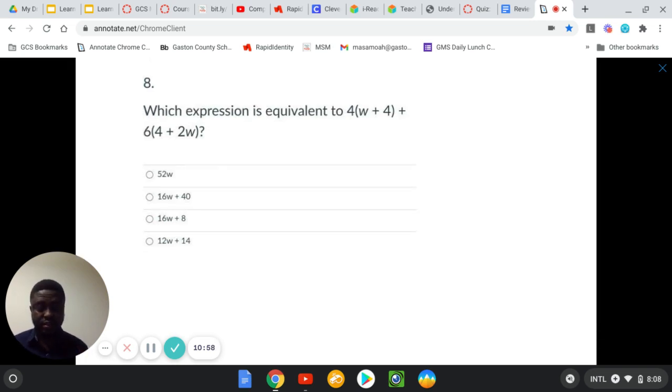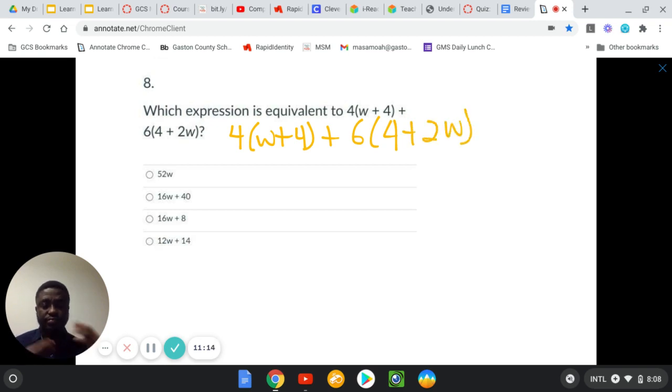It's the same thing. So I'm going to rewrite it again. 4w parentheses w plus 4 plus 6 4 plus 2w. So what you need to do is to again distribute. I'm going to distribute this over that and distribute this over that, this and that, and this and that by multiplying. So I have 4 times w is 4w. Then 4 times 4 is 16.